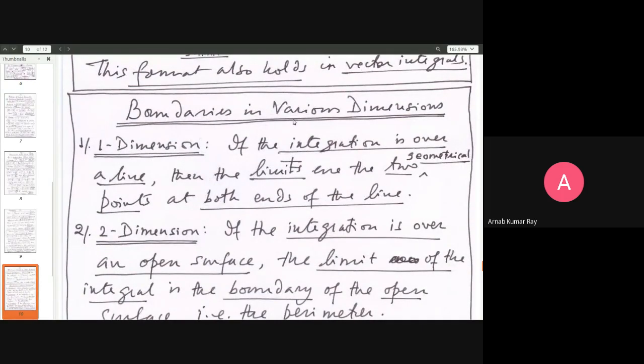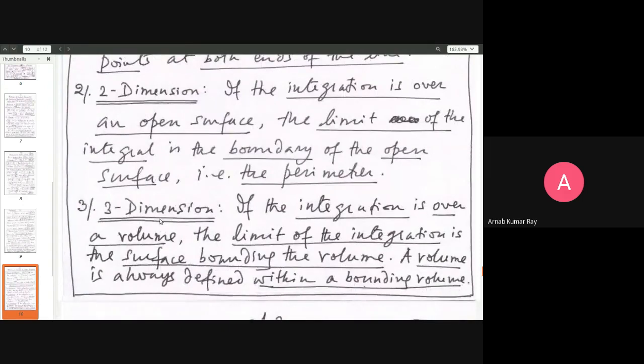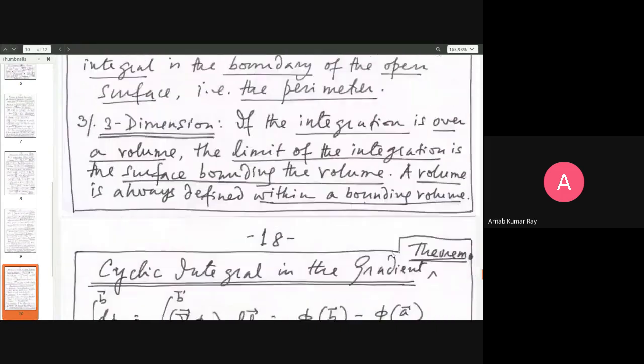Boundaries in various dimensions. In one dimension, if the integral is over a line, then the limits are the two geometrical points at both ends of the line. In two dimensions, if the integration is over an open surface, the limit of the integral is the boundary of the open surface, that is the perimeter. In three dimensions, if the integration is over a volume, the limit of the integration is the surface bounding the volume. A volume is always defined within a bounding volume. Remember that particular point.